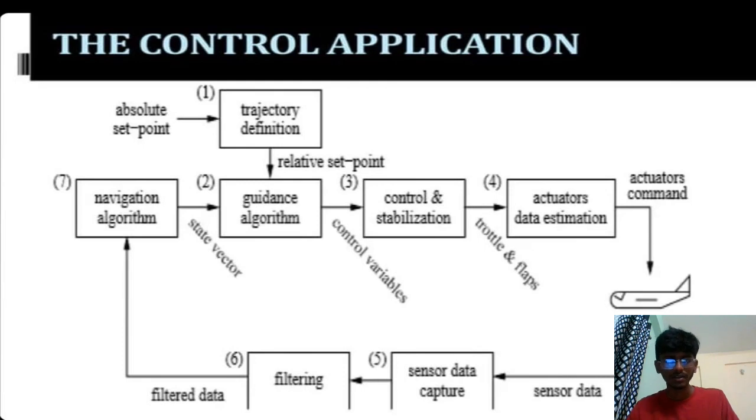The control application. The block diagram is given here. The absolute set point is given. Trajectory definition is given for the guidance algorithm. It is then followed by the control and stabilization actuators, sensor data filtering, navigation algorithm, and then it's a circular process.